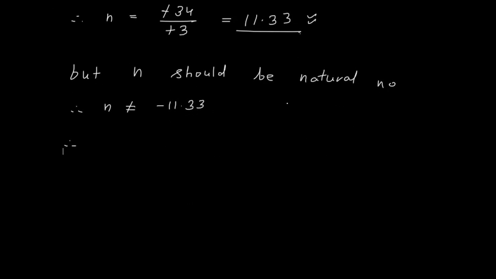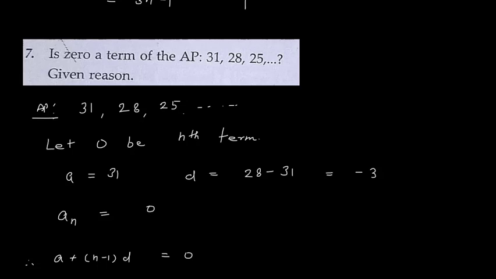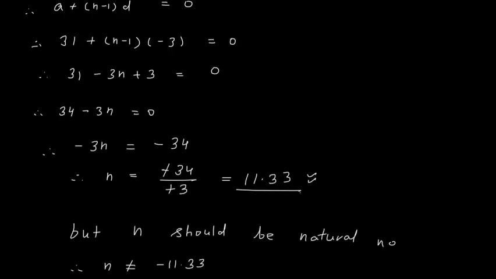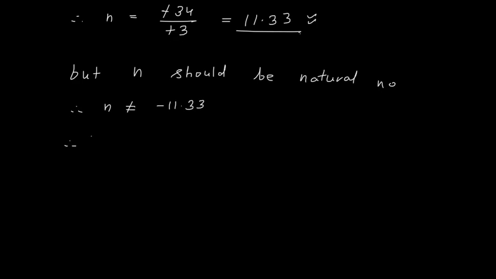So I will say that here we assumed that the nth term will be 0. So therefore 0 is not a term of the AP. Therefore 0 is not a term of the given AP. Instead of writing given AP, you can also say it is not a term of the AP and write which AP you are talking about.